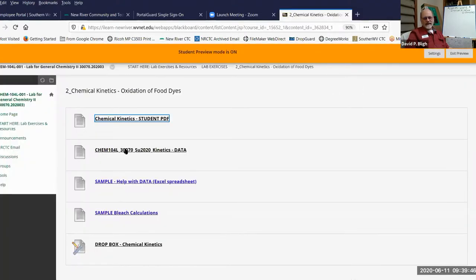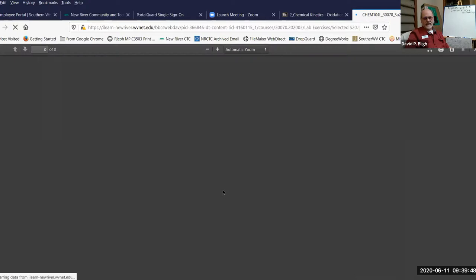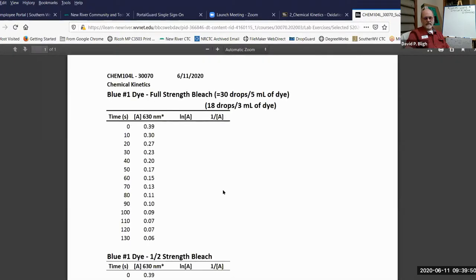Then here's the data that you'll need to complete the lab. This will make more sense as we go along, but you should have everything you need there. We're only going to use the blue dye and combine it with bleach. So we have our 2 reactants, the blue dye and the bleach, for reference purposes in formulating the rate law.